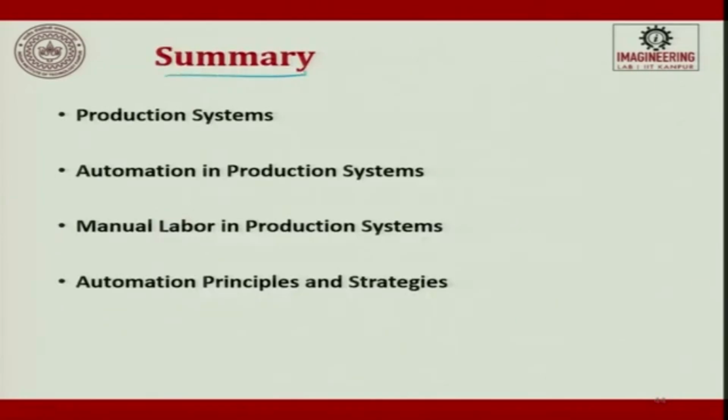To summarize, what we covered in this lecture is: what a production system is, what the parts of a production system are, what automations can happen in a production system, manual labor in a production system, and finally automation principles and strategies. You would have now started understanding the need for a computer and how it is used inside a factory, and the levels in a factory where computers can be used. When we talked about the manufacturing system, we talked about the enterprise level as well as the factory level. At both places, computer involvement is very much required in manufacturing.